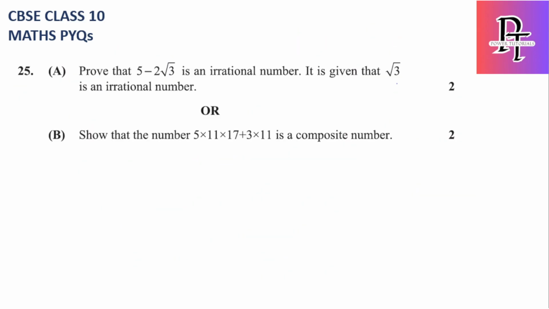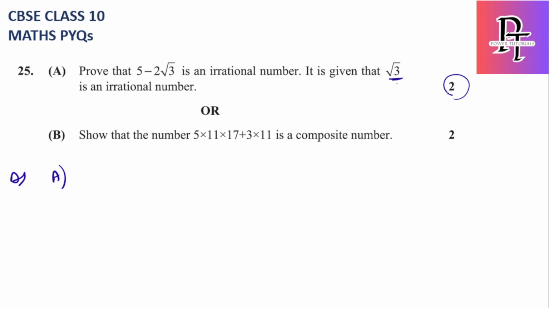So let's see the 25th question for today. Here also you have two options. You can either solve this one or this one, and both belong to one chapter, which is real numbers. So let's solve the A part first. So what is the A question? They are asking to prove 5 minus 2 root 3 as an irrational number. It is given that root 3 is irrational.